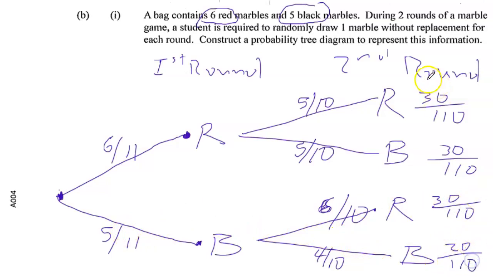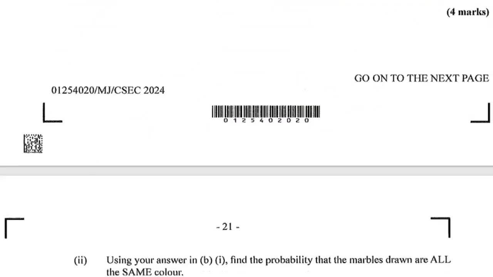We need to just add and make sure the total is 1. So 30 and 30, that's 60. And 30, that's 90. And 20, that's 110 over 110. So the total probability is 1. So our table seems to be okay.